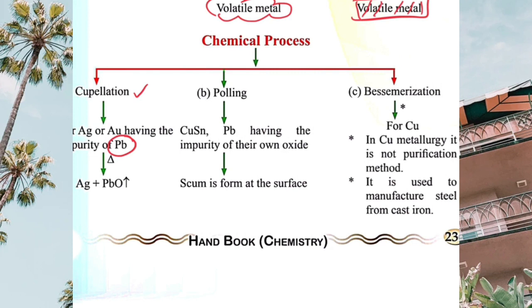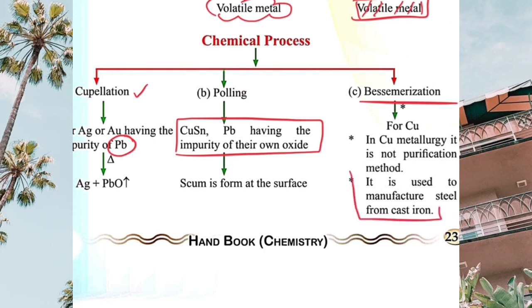Poling: copper and tin, having impurity of their own oxide. Bessemerization is applicable for copper metallurgy, it is not a purification method. It is used to manufacture steel and cast iron.